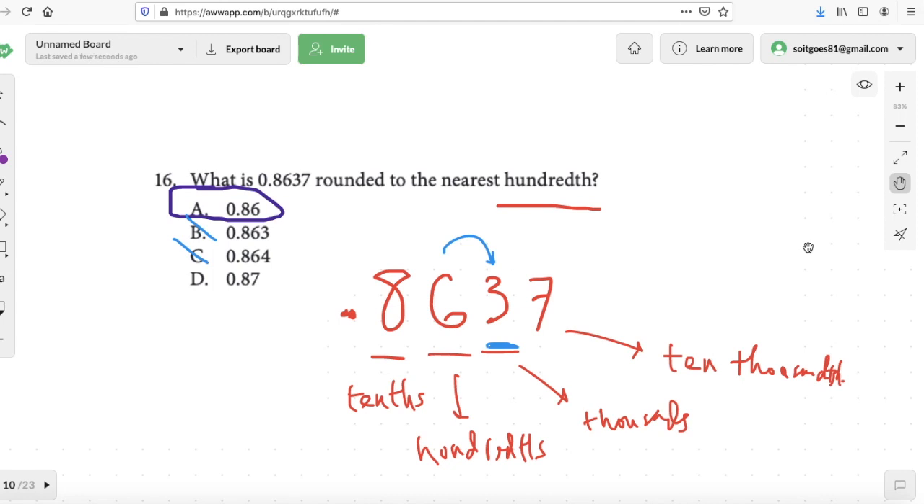But even if you didn't know that, as long as you know your places, tens, hundreds, thousands, ten thousands, hundred thousandths, all that, then you can eliminate half of them. It's no problem. Any questions? Nope. All right. Let's keep rolling.